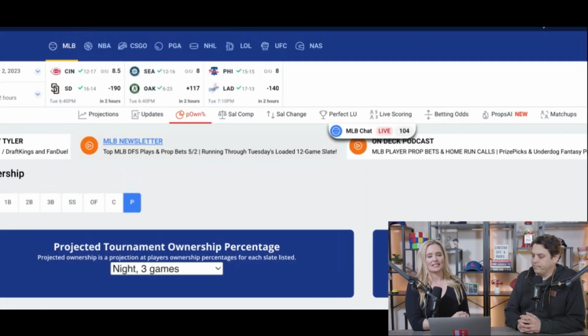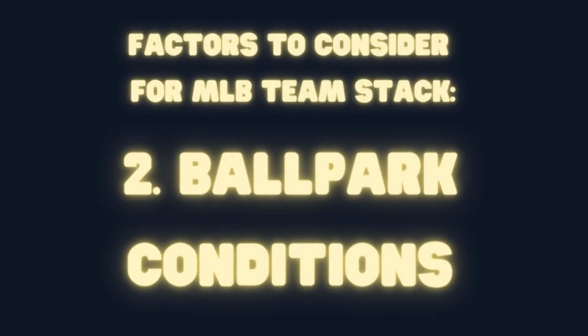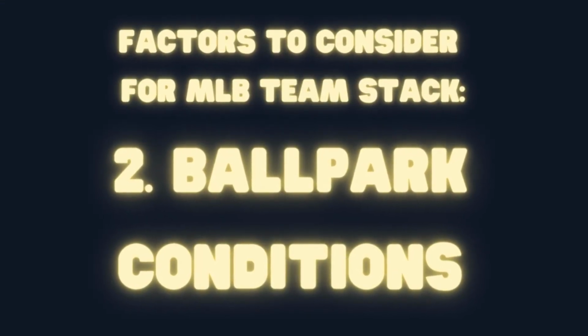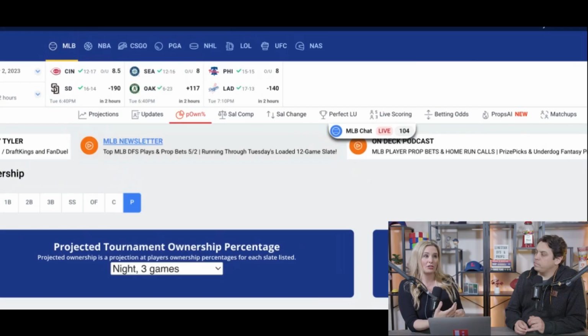The next thing to consider when you're building a daily fantasy lineup and trying to figure out which teams you're going to stack is the field conditions, which is super important. Field conditions can be anything from, are you looking at a hitter-friendly ballpark or a pitcher-friendly ballpark? A lot of times we actually have a video on just that, how the ballparks play for fantasy purposes. And so how does that impact how you choose a team stack?